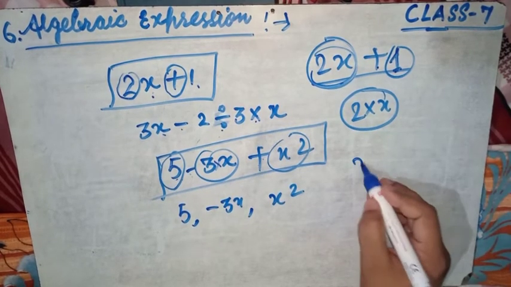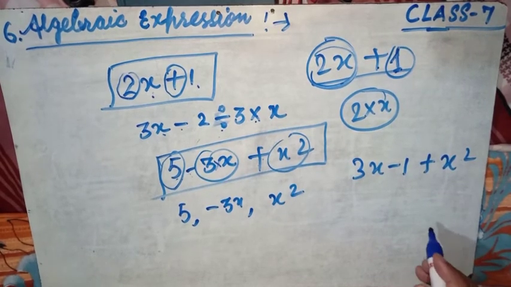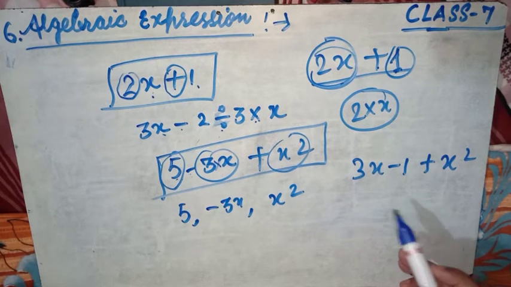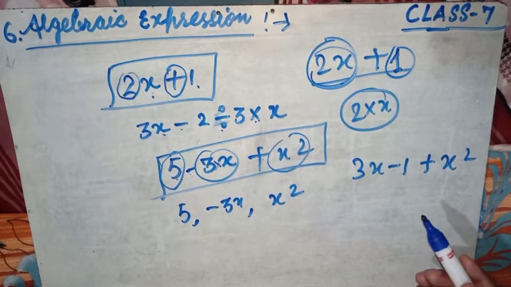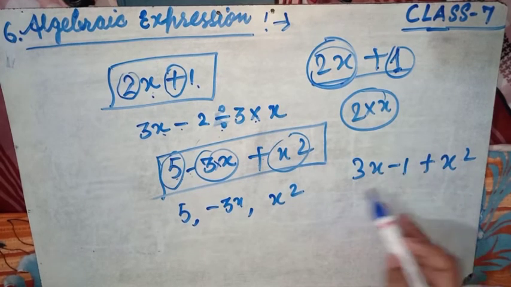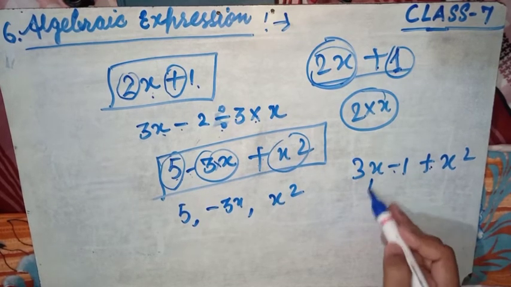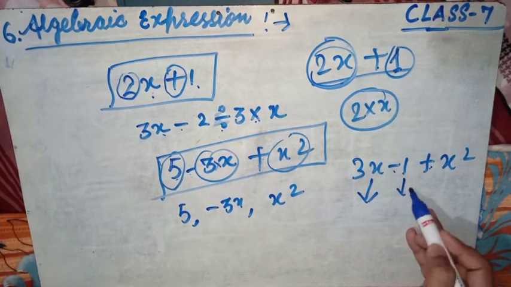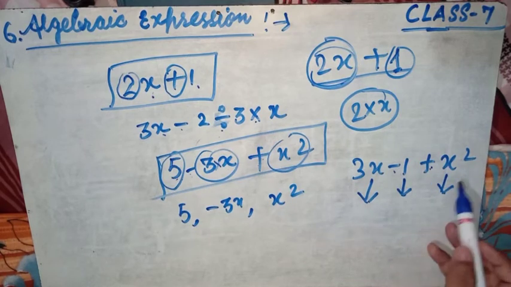Okay. Another example, suppose 3x minus 1 plus x square. Have a look. Now I am going to state the definition of terms of an algebraic expression once again: the different parts of an algebraic expression separated by minus sign or plus sign are called the parts. Here is a part, separated by minus sign, here is a part, here is a part. How many parts? Here 3 parts, means 3 terms.